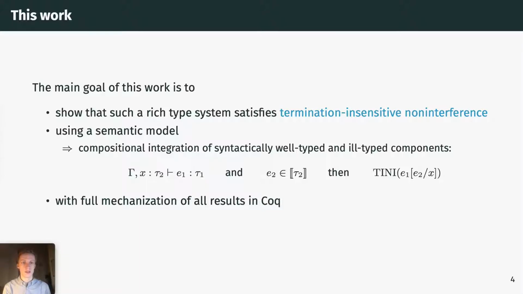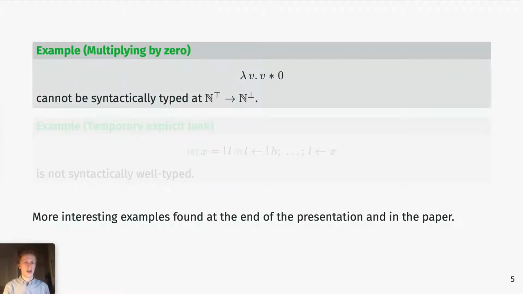To illustrate this concept, I have two arguably contrived examples, but they still serve as simple and motivating examples. More interesting examples are found at the end of the presentation and in the paper, of course. The first example is a function that takes in a value and multiplies it by 0. Note here that most conventional type systems will not be able to type this function as taking a secret natural number in and outputting a public natural number.